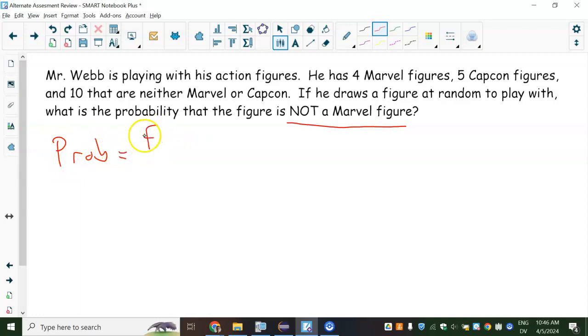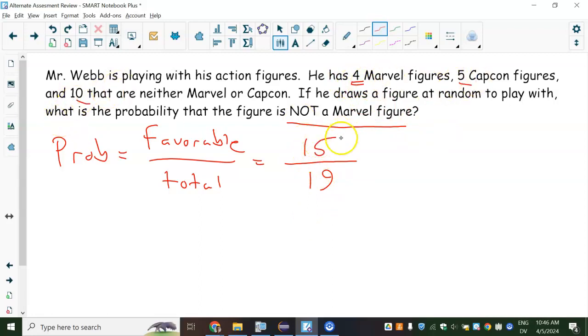Okay, so probability is just the favorable options over the total. The total is all of these added together, which I think is 19 figurines. And then not marble is everyone except these 4, so it's the 5 and the 10. We add those together, and you have 15 that are non-marble. So his chances of getting not marble is 15 out of 19.